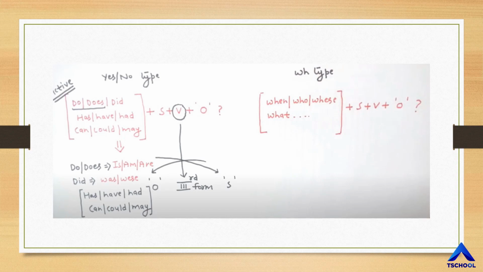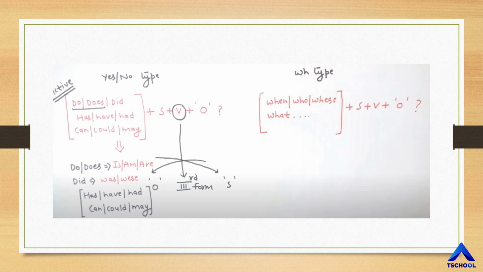And talking about has, have, had, can, could, may, there would be no changes. It would remain as it is. We'll look into the example on the next slides, so the concept of active and passive will be clear. Plus the remaining part of the sentence, that is the subject plus the verb plus the object.